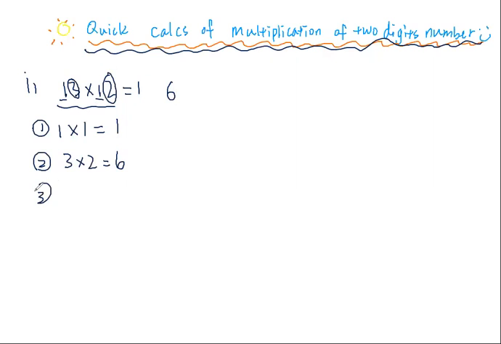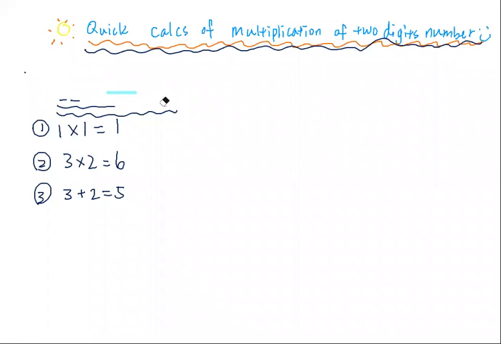And then the third step, we use 3 and 2, but this time it's 3 plus 2. So we could get 5 as the middle part of the final answer. So the final answer of the first example is 156. Then let's look at the second example.